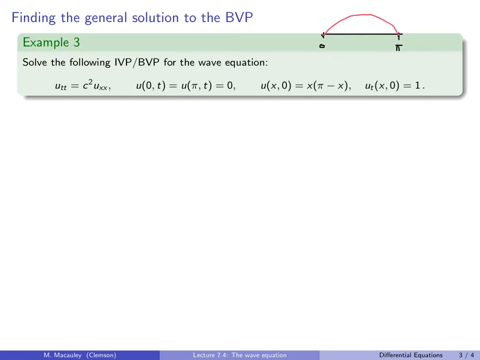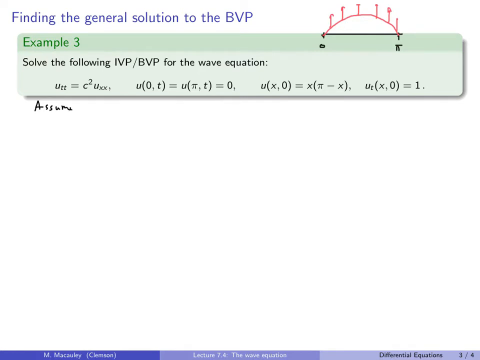So the initial wave is given by this parabola right here, and the initial velocity is 1. So that means that every point here initially starts moving upwards with a velocity of 1. So it's like taking this point and throwing it upwards rather than just plucking the wave and dropping it and letting it go. Okay, so we will solve this like we did before.